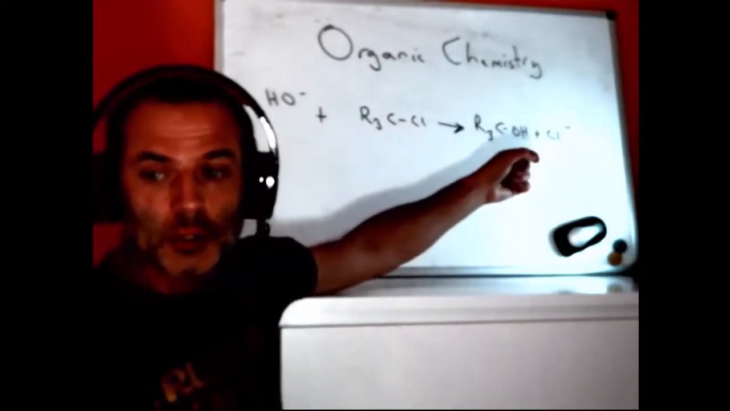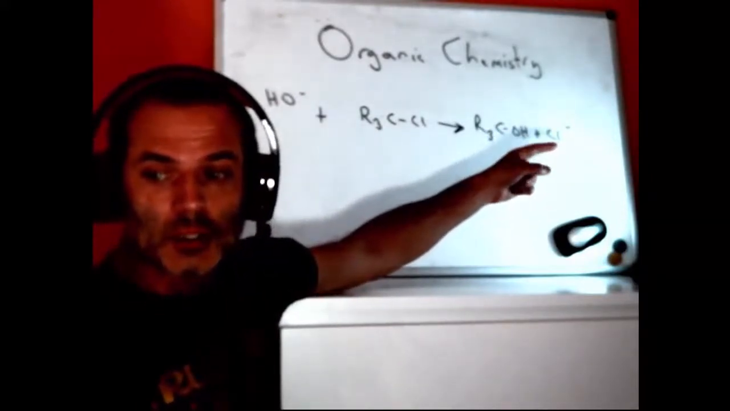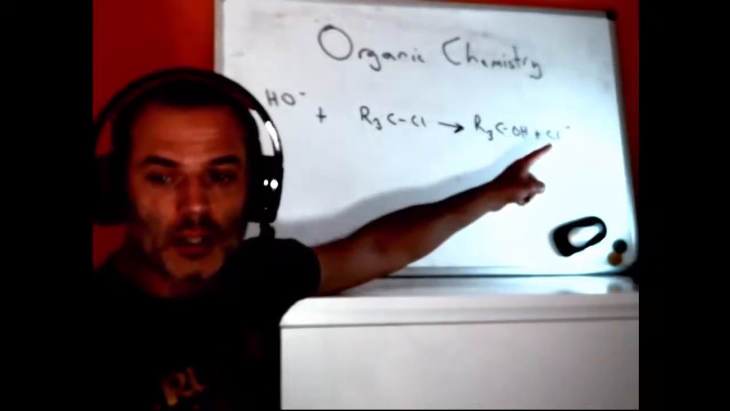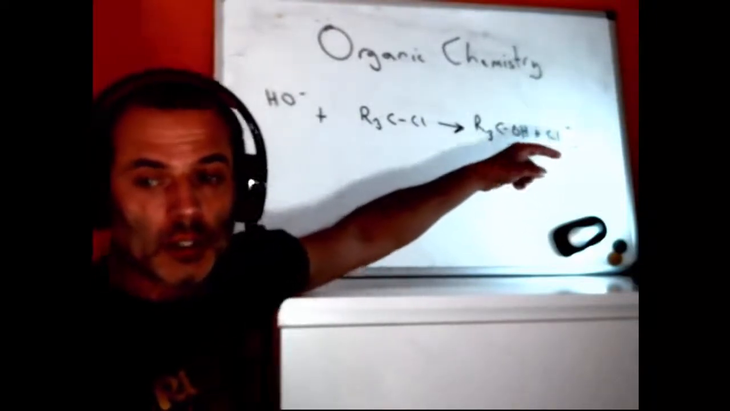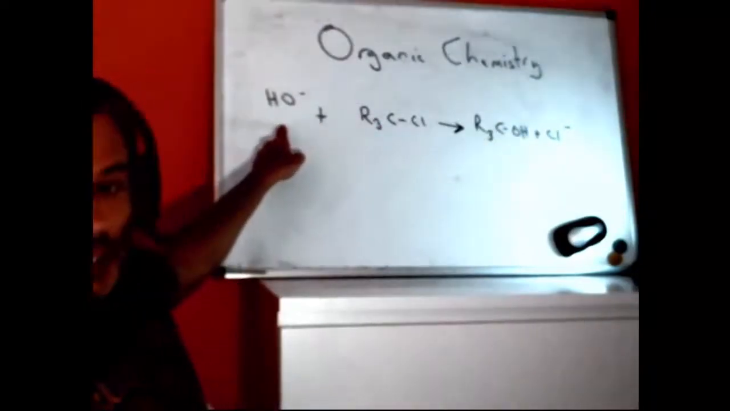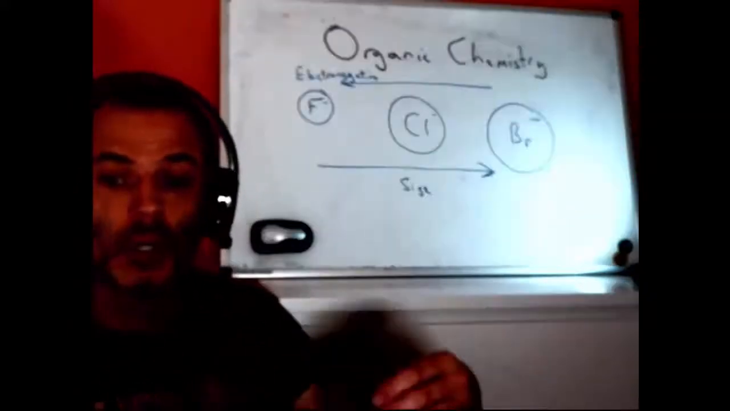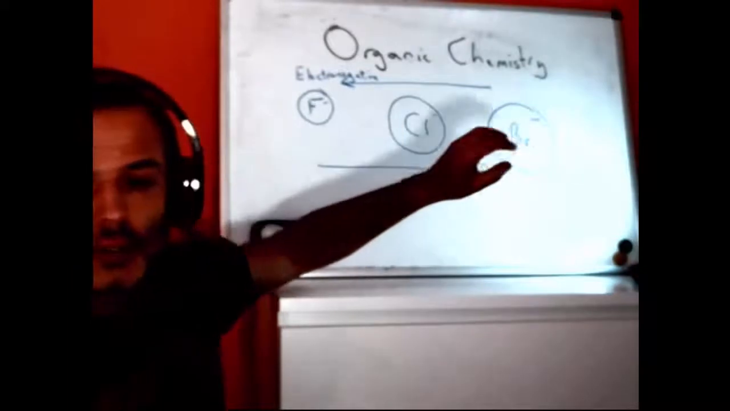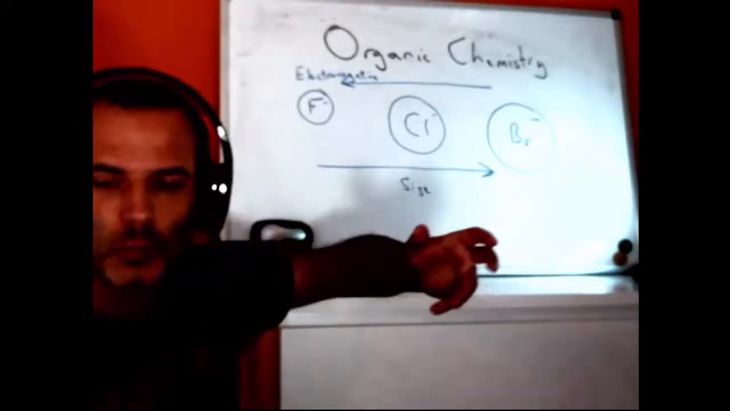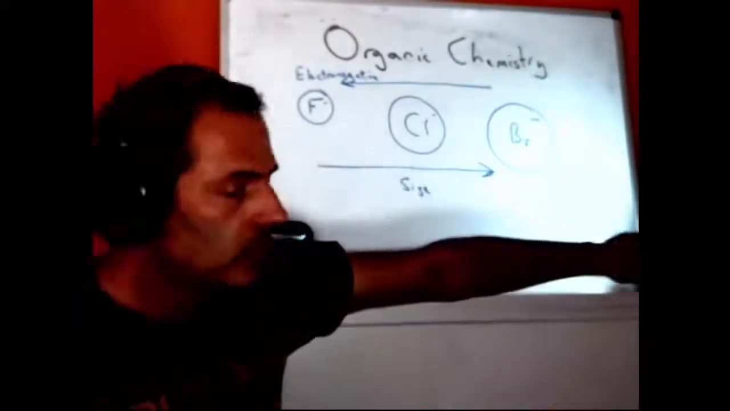The reaction could also go back in the other direction, in which case the chloride over there would be the nucleophile and the hydroxide here would be the leaving group. So what makes one of these nucleophiles better, stronger, more effective than another one?